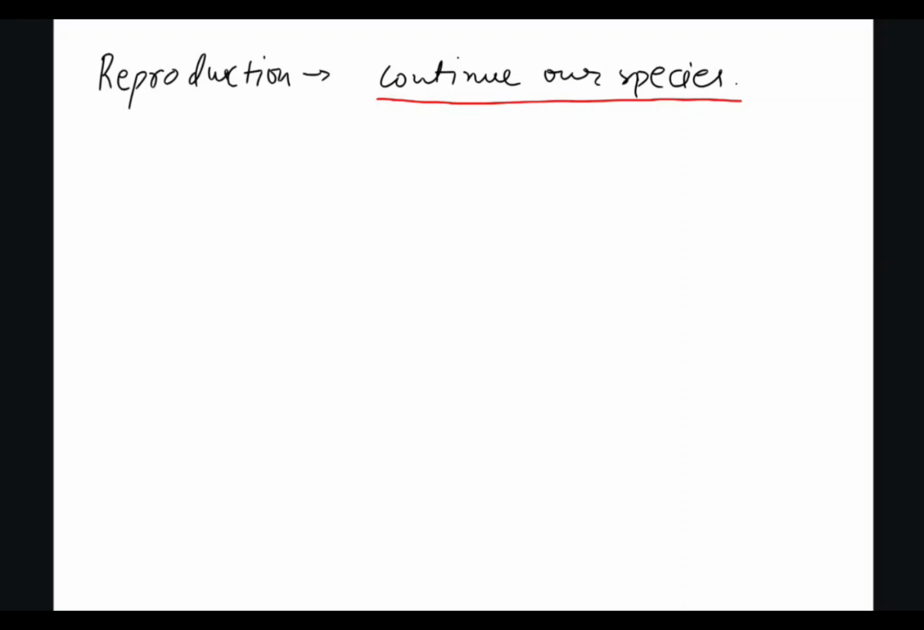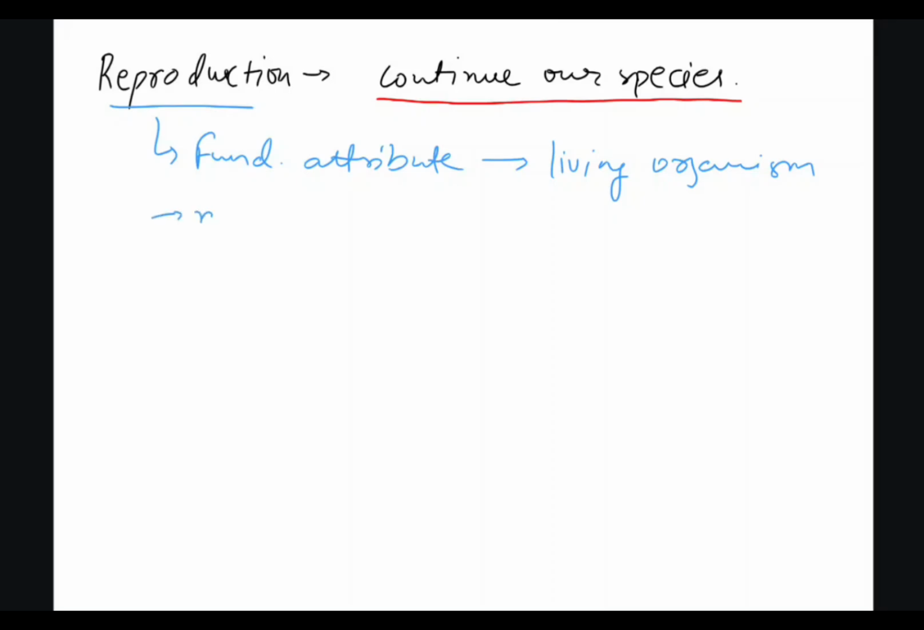So if we go by the book's definition, we would say that reproduction is one of the basic, or you could say fundamental, attributes of a living organism. Definitely non-living things cannot reproduce, right? I think it's very obvious that it is only for living organisms, through which they are able to produce more of their kind. They have to produce more of their kind.